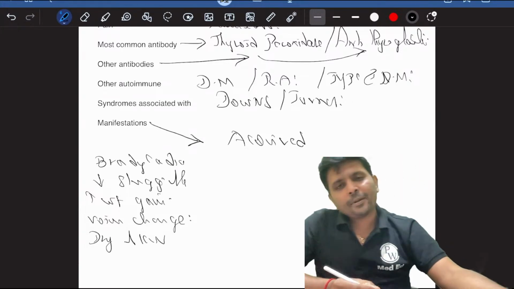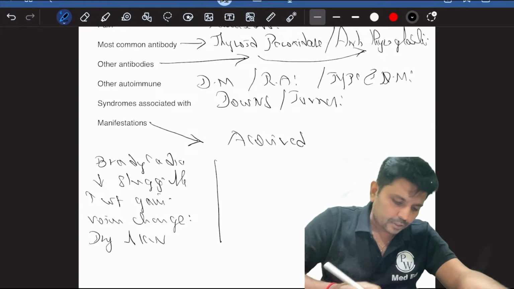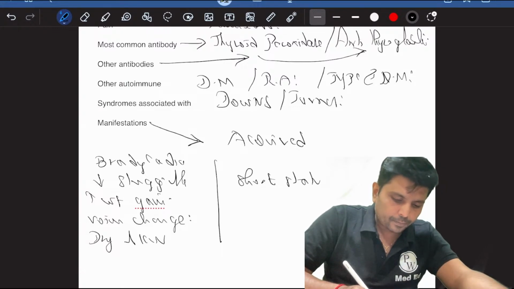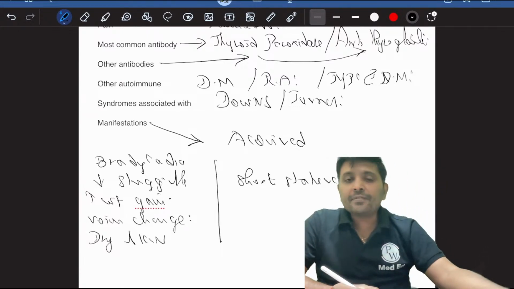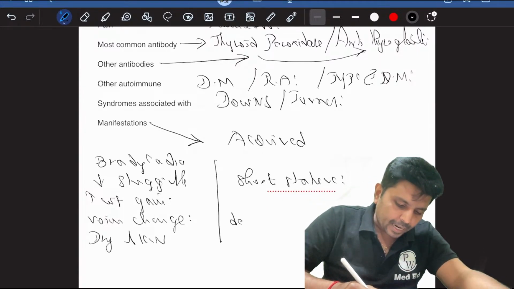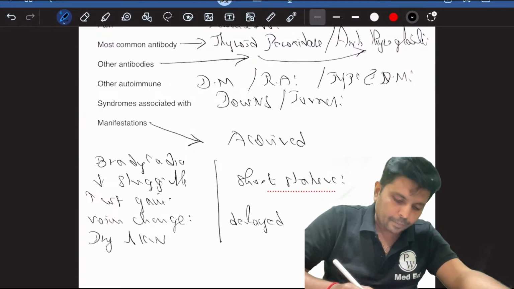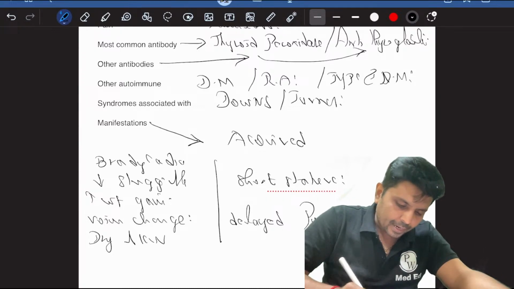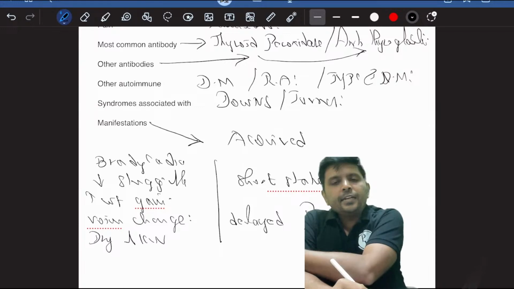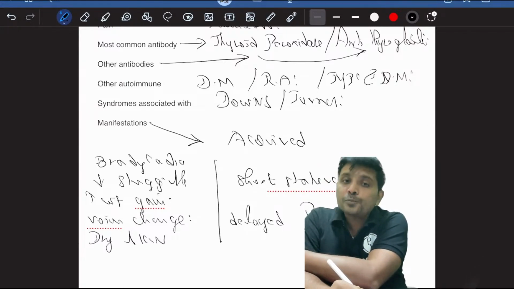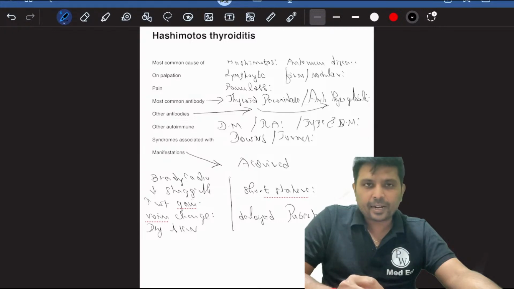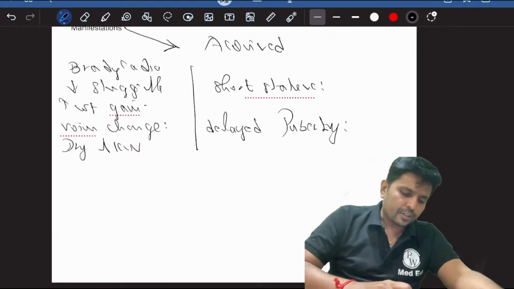But what happens in Hashimoto's thyroiditis? Short stature is also a manifestation. Height will be very much compromised. Second point is delayed puberty. The puberty, instead of occurring between 10 to 14 years, can be postponed. Delayed puberty. These are all the manifestations of Hashimoto's thyroiditis.